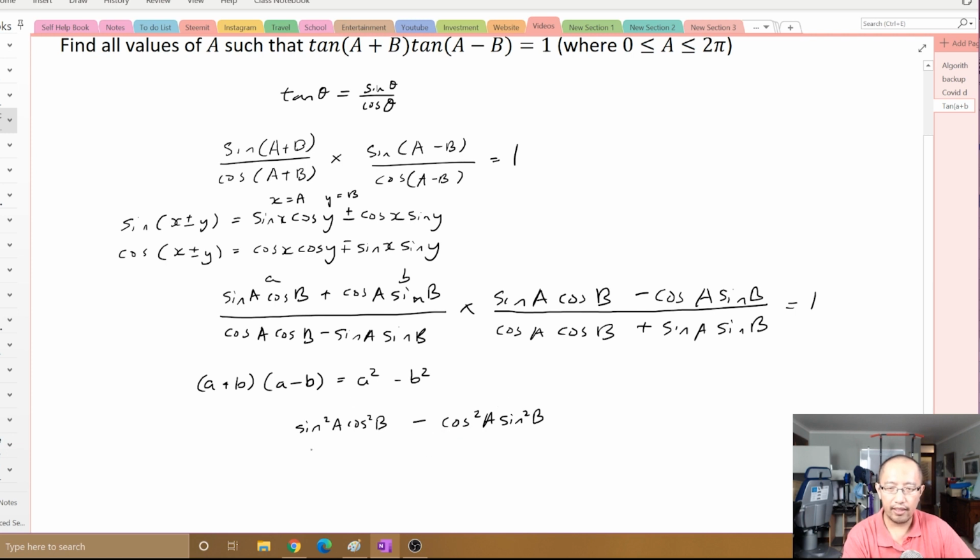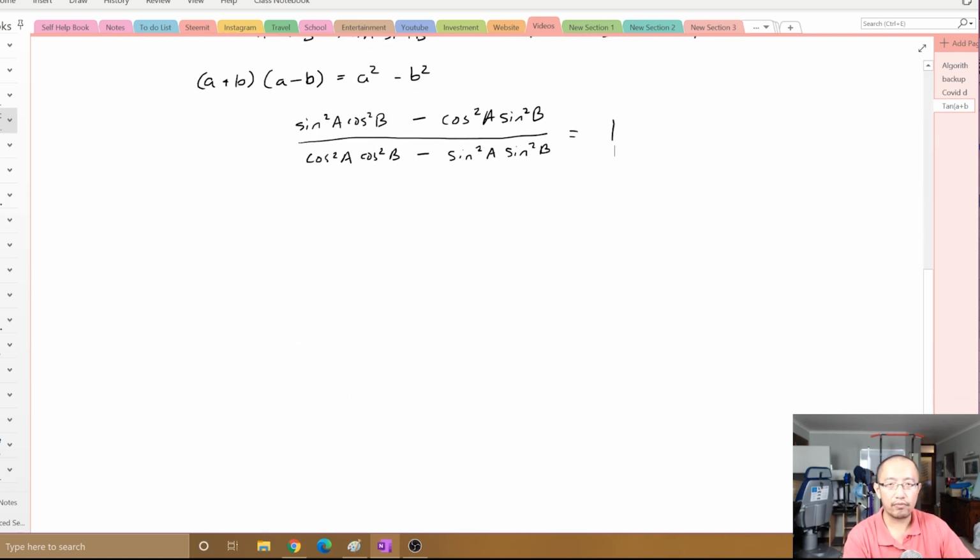Okay, and then the bottom, we now have cos squared a cos squared b minus sine squared a sine squared b. Right, because we have a minus b, a plus b, again, gives you that, okay, equals 1. So how do we simplify that? Let's now put what's on the bottom on the other side.